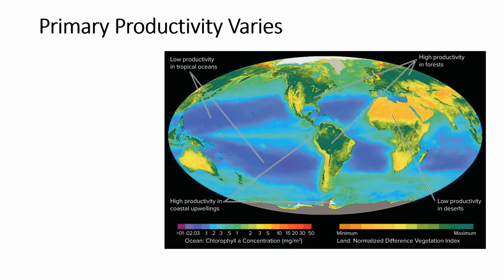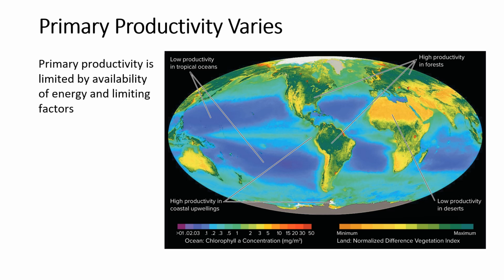Primary productivity is not consistent on planet Earth, and it varies quite a bit. And let's take a look at how and why that varies. Well, primary productivity is limited because of the availability of energy. But there's also some limiting factors. So on land, yes, light is important, right? Light is a major driver of photosynthesis, as is water. But in terrestrial or land-based ecosystems, we tend to see that availability of light is not one of the major limiting factors.